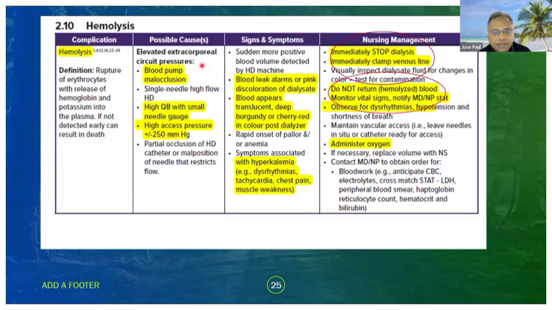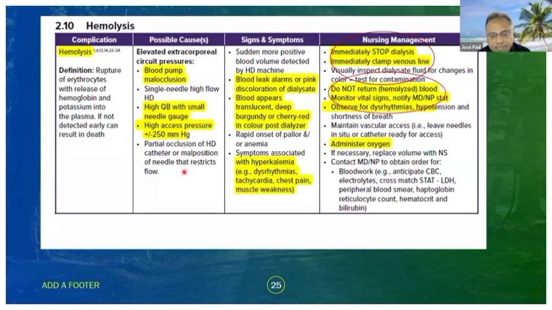Now there are certain causes, like when you are using a very high blood flow rate with a very small needle gauge or very high access pressure, this can cause hemolysis. Or if there is a problem with the blood pump, so the blood pump keeps on malfunctioning, this can cause hemolysis. Then there are certain other causes like dialysate related causes.